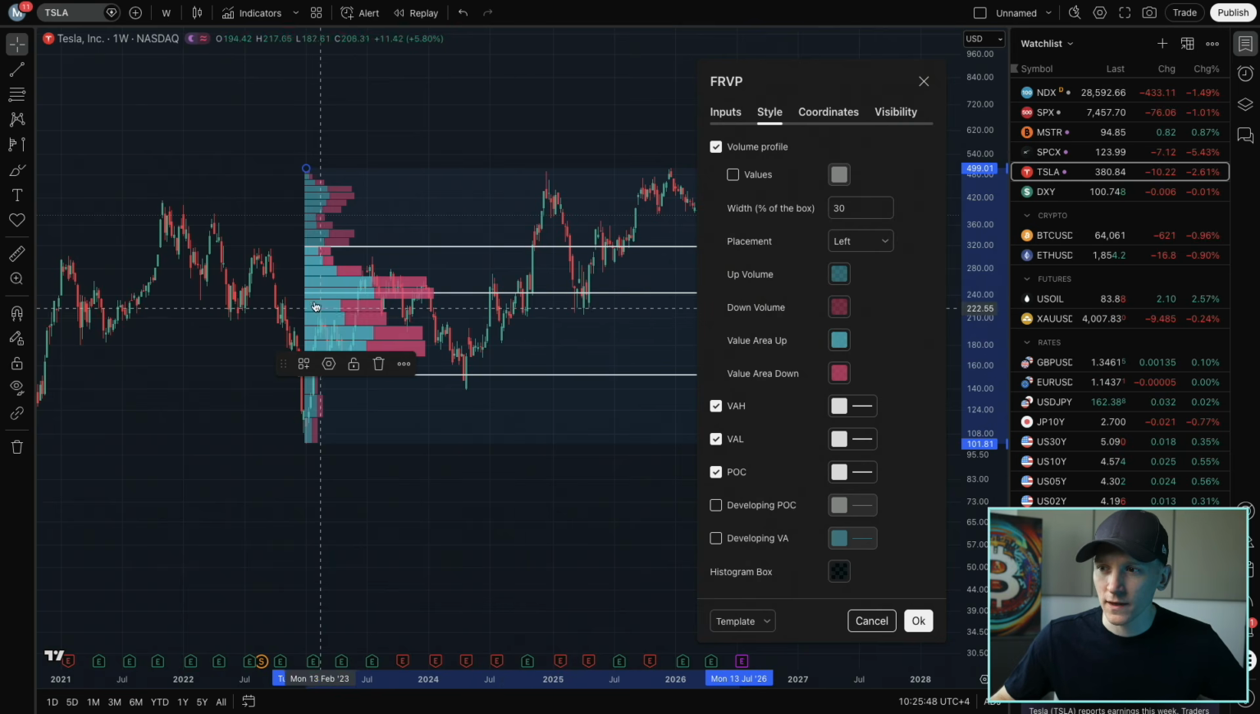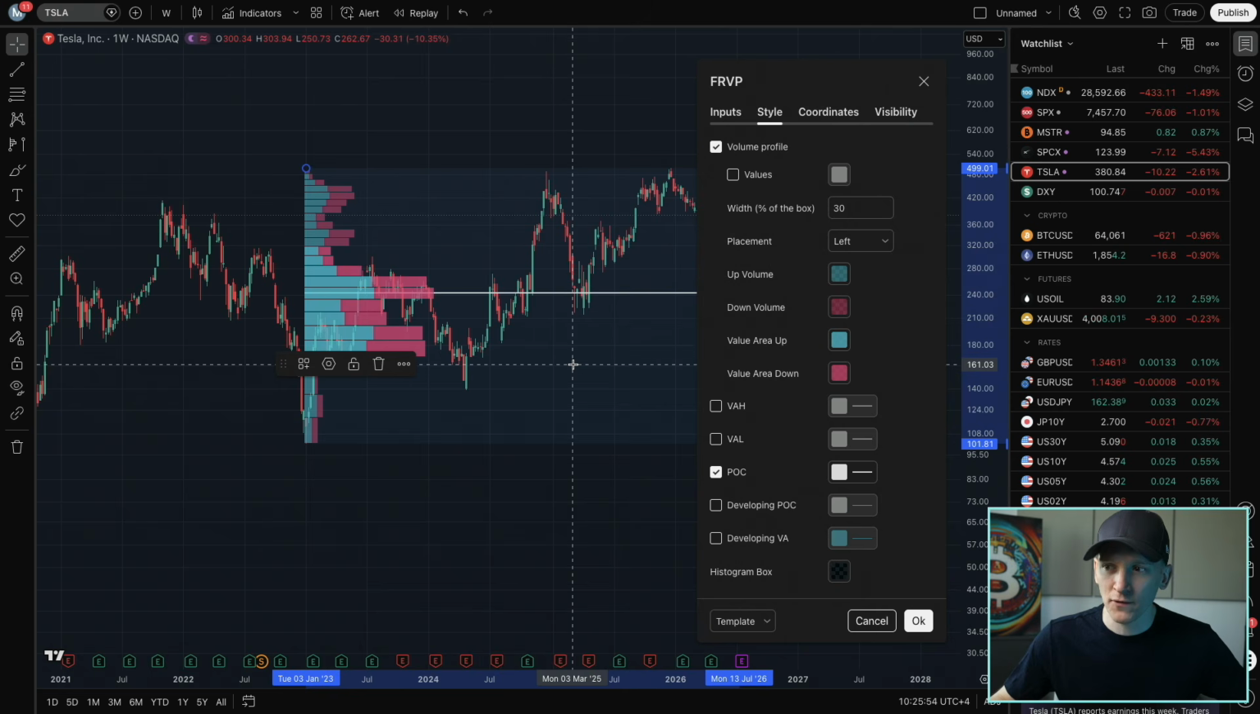However, the one in the middle here, this line, which is POC, point of control, that is where the single most amount of volume has traded. So you can just see that this volume bar is the highest. That's where most of the volume has traded. So you can draw that line if you want. Of course, you can turn all of them off as well.